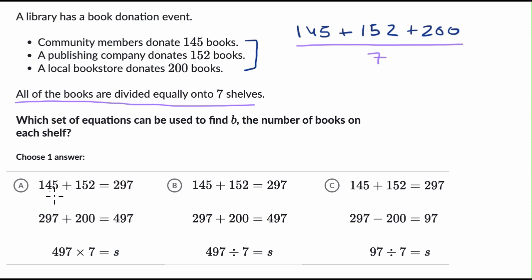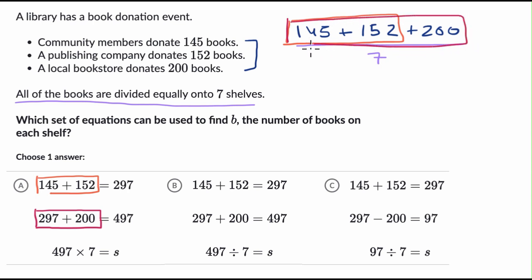So choice A, they start off adding 145 and 152 to get 297, which looks right. So it looks like they added this first. And so the next thing I would do is add 200 to that. And it does indeed look like they did that next to get to 497. So then they added all of this together to get to 497. And then they multiplied by 7. No, we want to divide by 7. So I'm going to rule this one out.